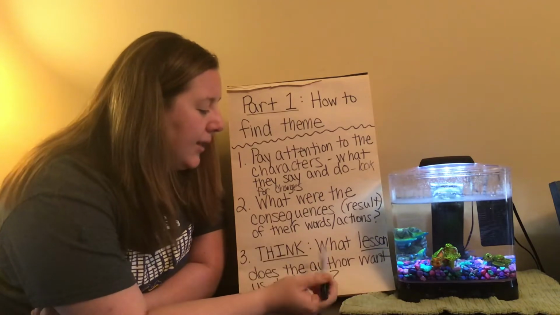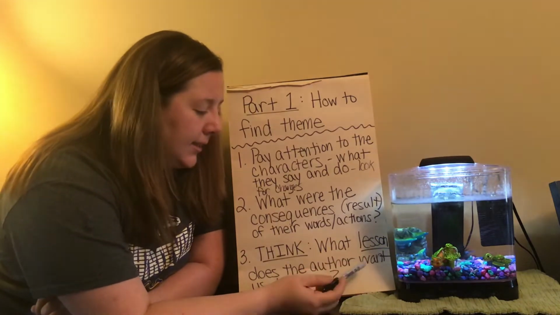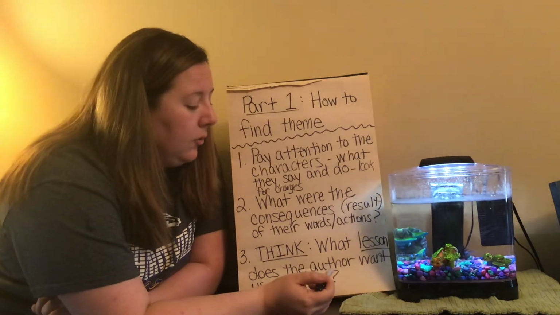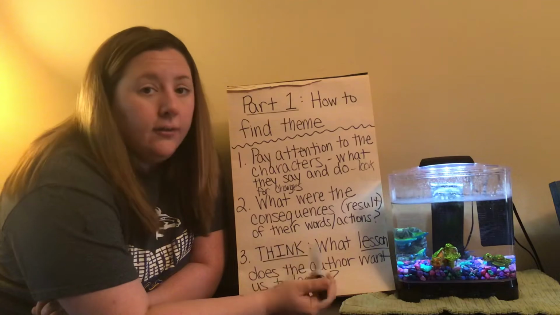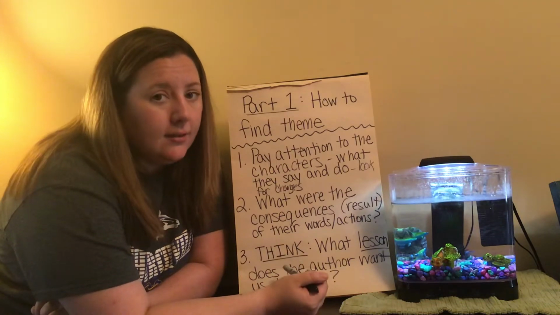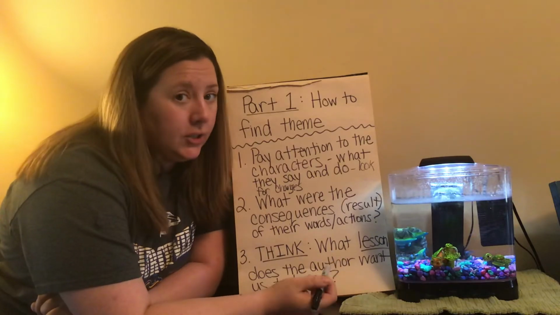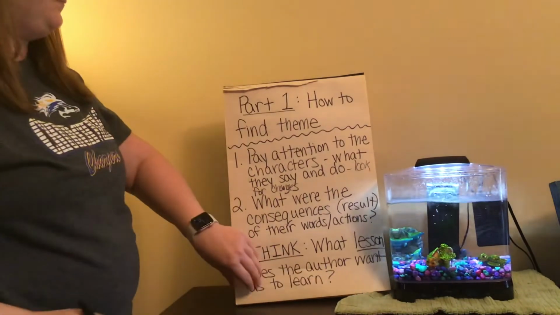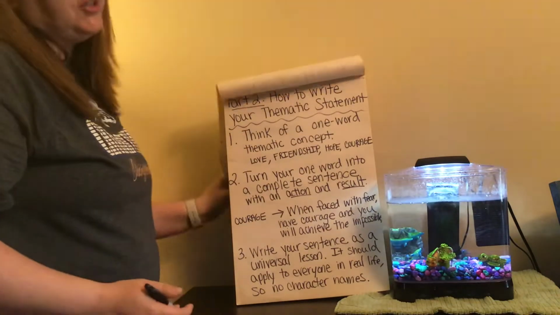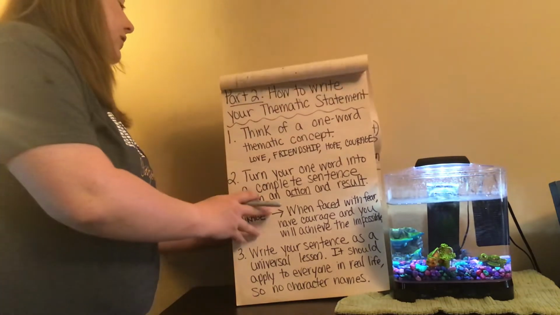Okay, once you have that, start to think, what lesson does the author want us to learn? Once again, it could be positive or negative, but usually if the character learns a lesson, that's the lesson that the author wants us to learn too. Okay, so that's how to find the theme while you're reading the story or watching the movie. You can definitely look for this in movies as well.